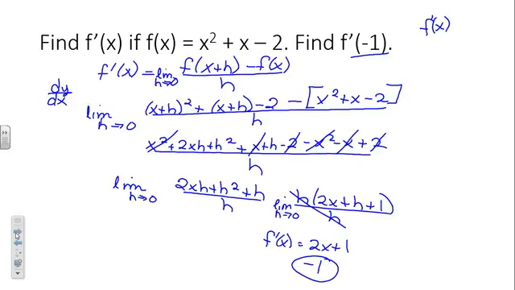We're not plugging in 0 this time. We're plugging in the negative 1 for x. So f prime of negative 1 is 2 times negative 1 plus 1. We're good? Okay.